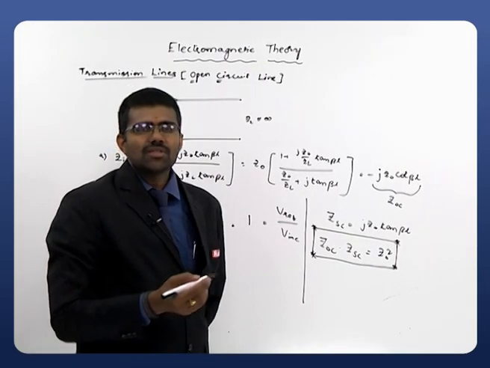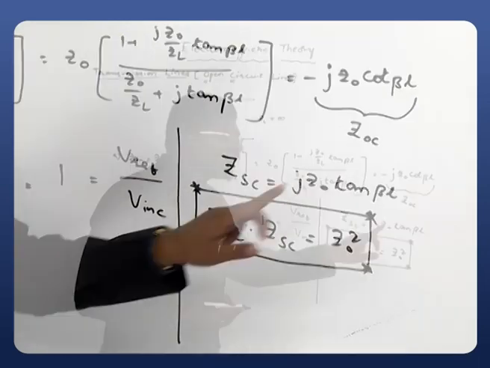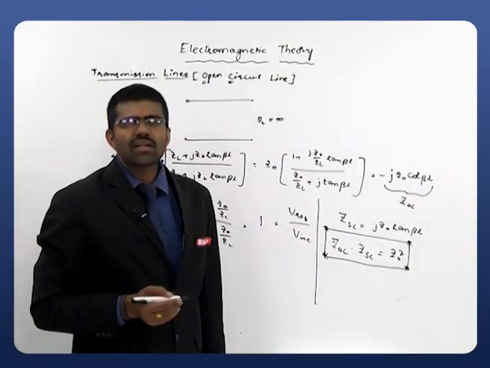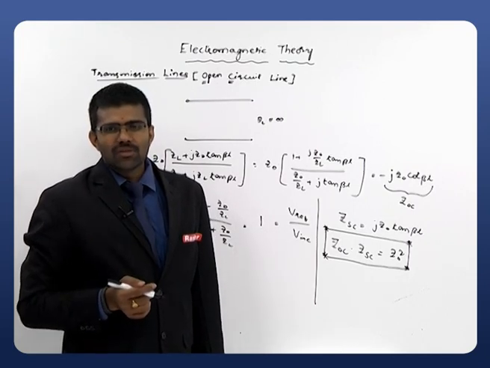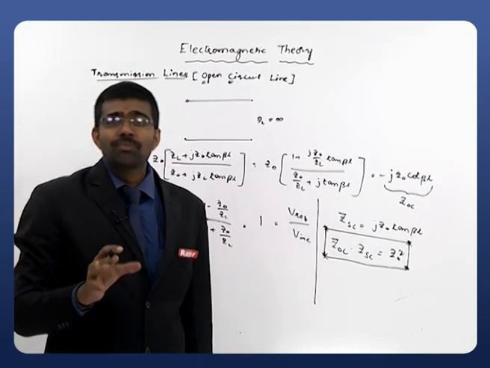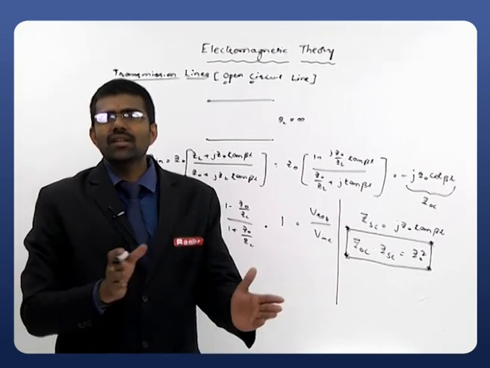Many times you may get a question where they give ZOC and ZSC and ask what is Z0, or they give ZSC and Z0 and ask what is the input impedance of the open circuit line. So this is related to the open circuit line and short circuit line. In these two cases we observed zero propagation and the load entirely reflects the signal.